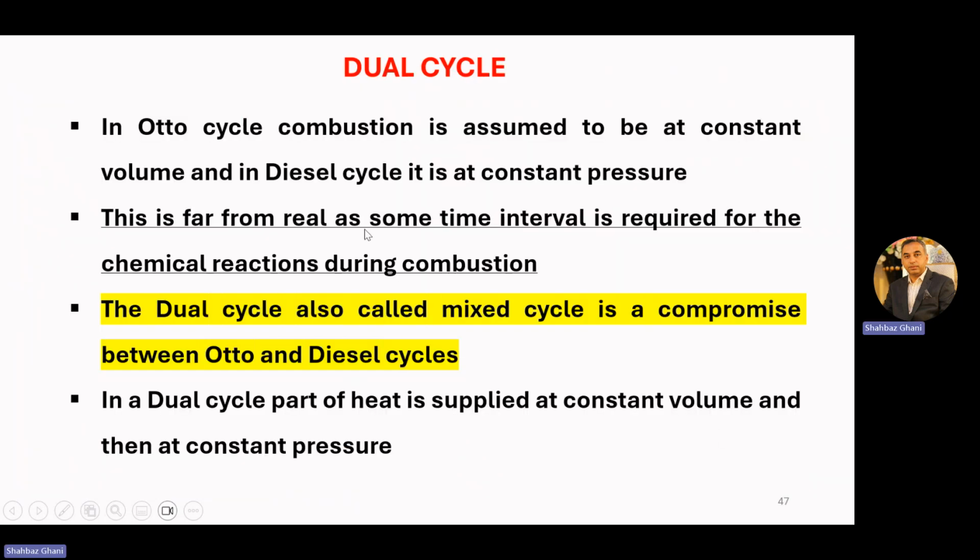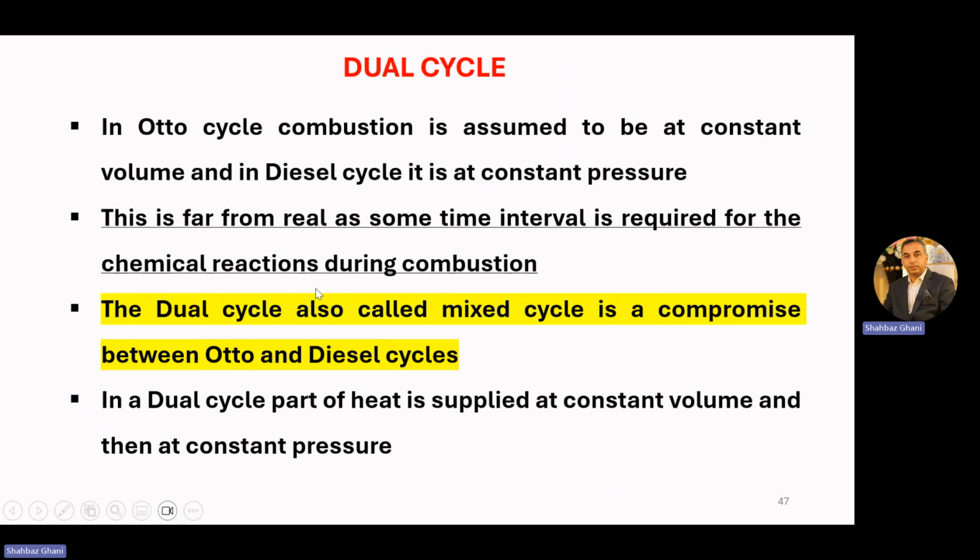Now, dual cycle. Previously, we have studied the diesel cycle; now the dual cycle, in which we combine both the constant volume and constant pressure cycle. In the Otto cycle, combustion is assumed to be at constant volume, and in the diesel cycle, it is at constant pressure. This is far from real, as some time interval is required for the chemical reaction during combustion.